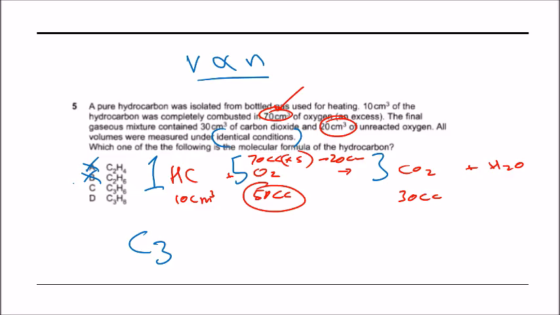Now I need to know how many moles of water are made, because unless I know how many moles of water are made, I can't work out how many hydrogens there are in my hydrocarbon. Now how do I do that? Well, this is simply a balancing exercise.